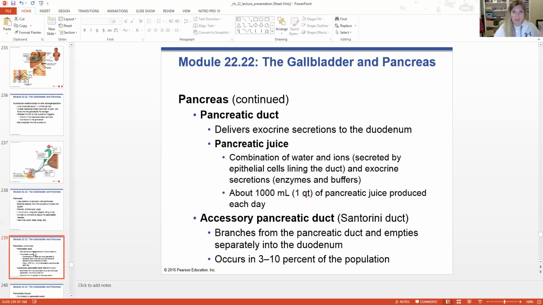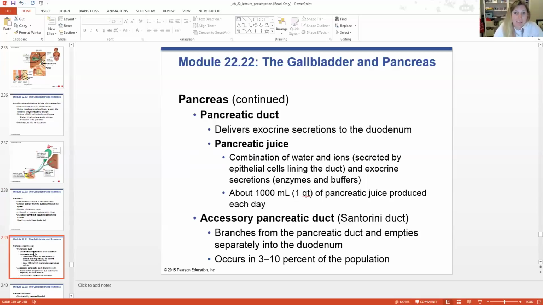Remember, this substance, the chyme that's coming in from the pylorus of the stomach, is very, very acidic. So one of the main first functions that needs to happen in the duodenum is that this chyme needs to be neutralized. And so that is one of the functions of our pancreatic juices. About 1 quart or so of pancreatic juice is produced each day.